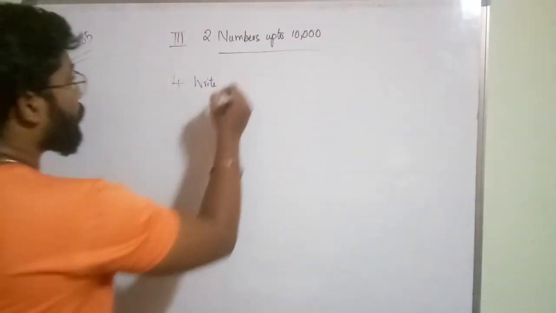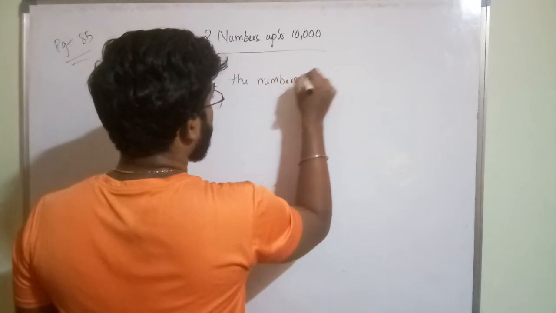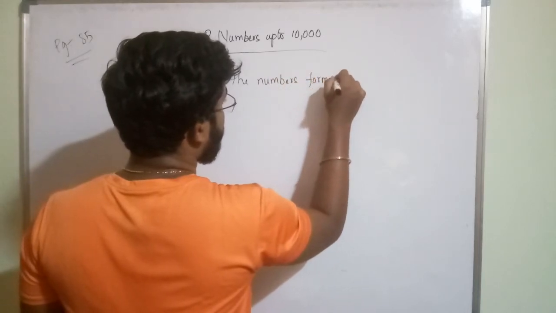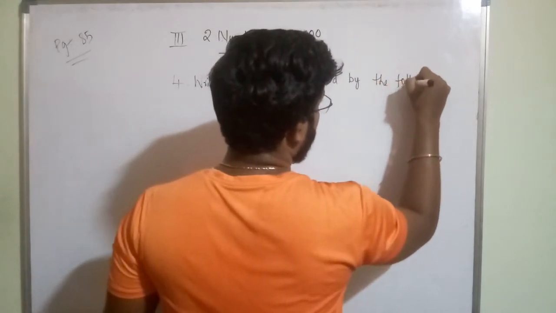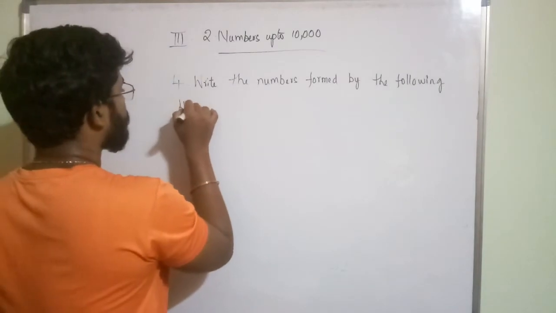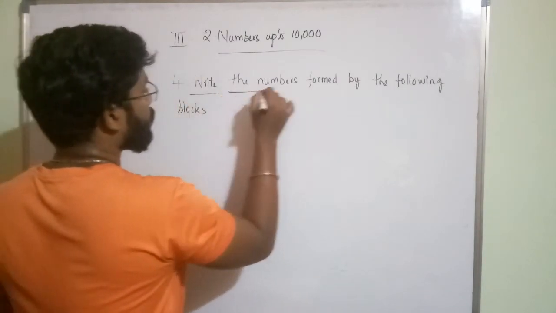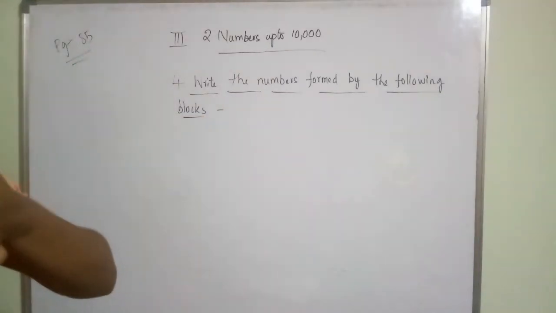So write the numbers formed by the following blocks. Clear? Write the numbers formed by the following blocks.